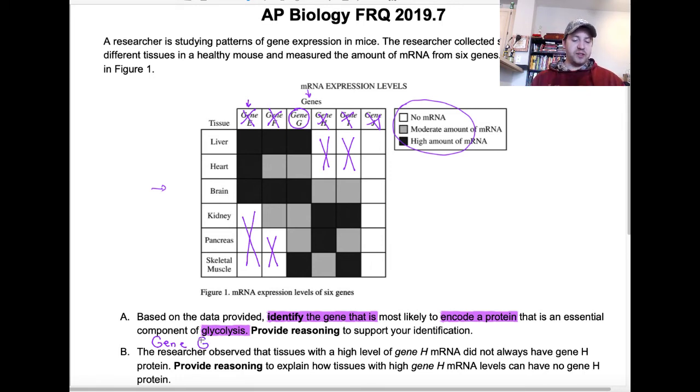Now, provide reasoning to support your identification. This is going to be my second task verb. In order to do so, I'm going to support that gene G is in fact the gene that we're looking for, because all cells need ATP. Therefore, all cells carry out glycolysis, or all tissue types.